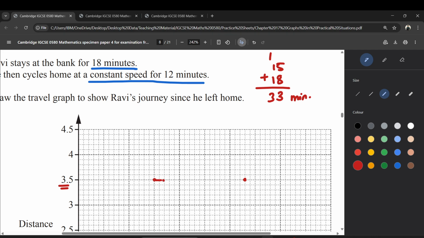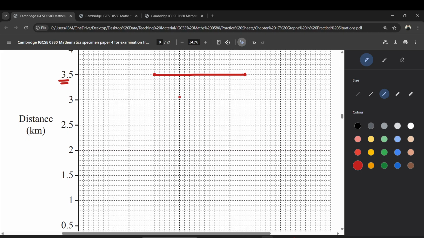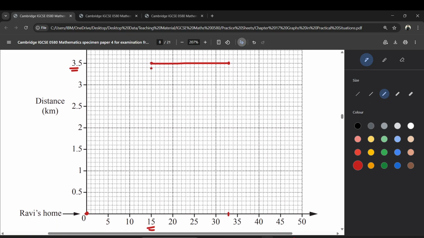Okay, so I can draw a straight line from here to here. That was my second part of the journey, and I'll just draw a rough line, a rough sketch, freehand drawing, but you must use a scale. Okay, so you just have to connect them. This should be a straight line.